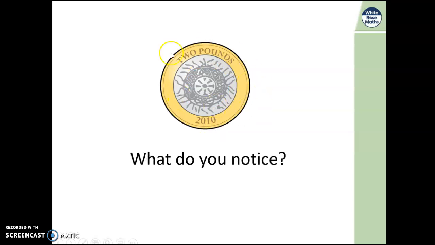And finally, we have this one here. So it's gold and silver. It's round. It's quite big. It looks sort of similar to the £1, but it's bigger, isn't it? And more round. And its value is £2.